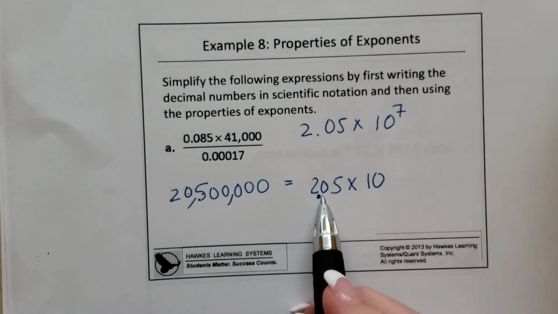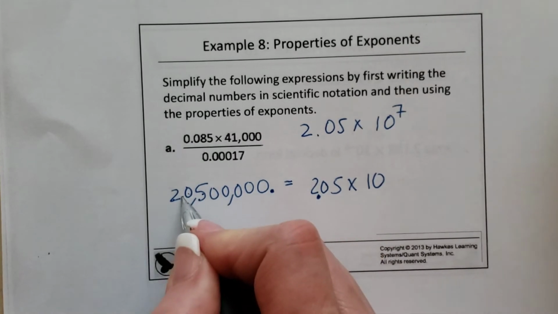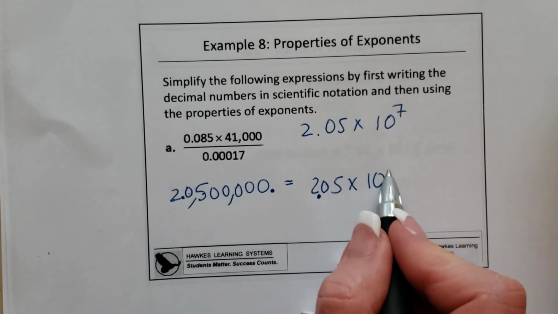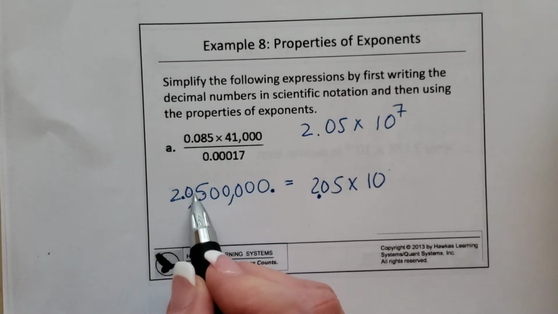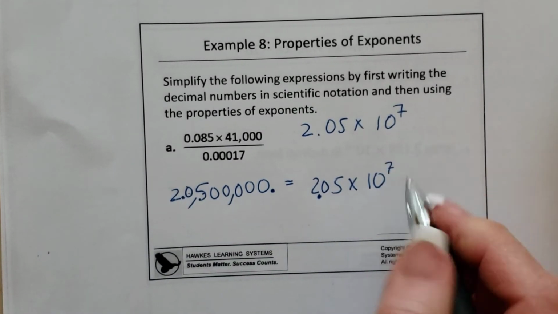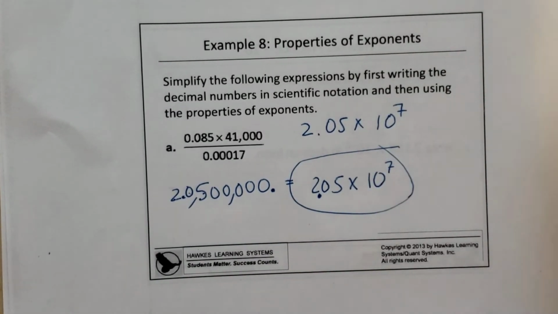Now, I got to figure out what my exponent is. Well, if my decimal was here and I put it here, my exponent comes from how many places I moved my decimal. 1, 2, 3, 4, 5, 6, 7. So that is my answer, which is what my calculator did for me.